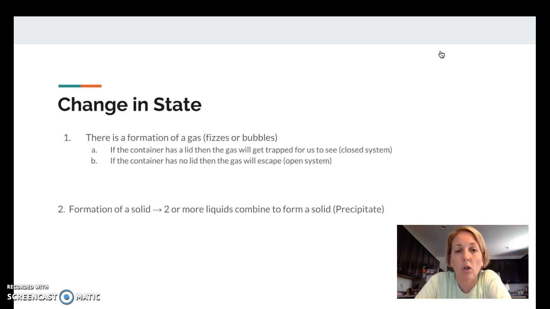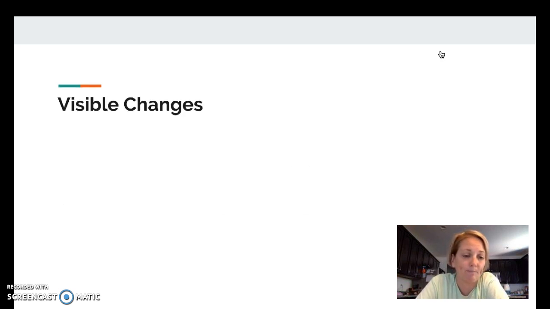Sometimes a formation of a solid is created. You guys know this vocabulary word. If we mix two or more liquids together and they form a solid, that is called a precipitate. That too is a sign of a chemical reaction.